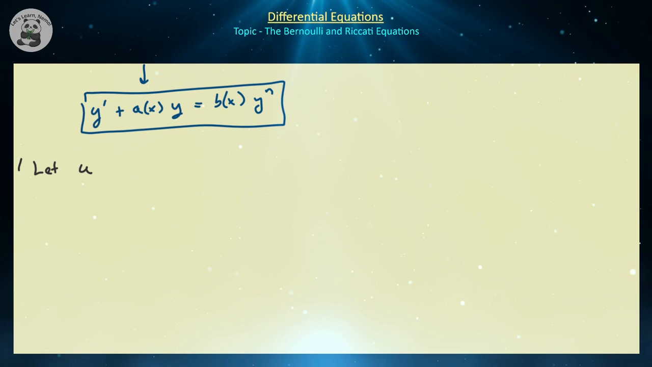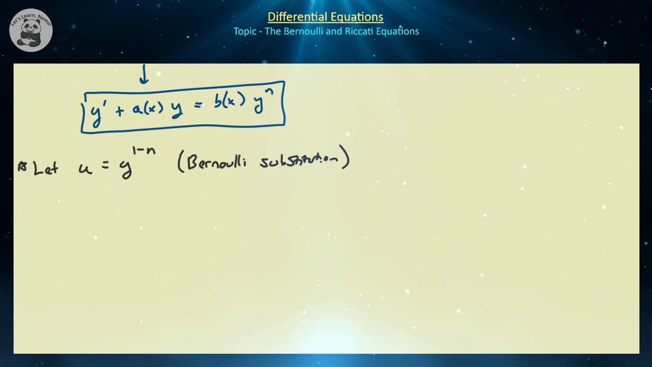In particular, we're going to be letting u be equal to y to the 1 minus n. And from here on, I'm going to call this a Bernoulli substitution. So we're going to be using a Bernoulli substitution to solve Bernoulli differential equations. I think that is a nice terminology addition.